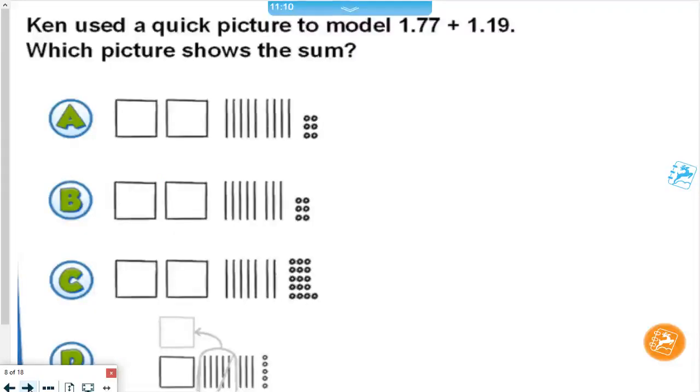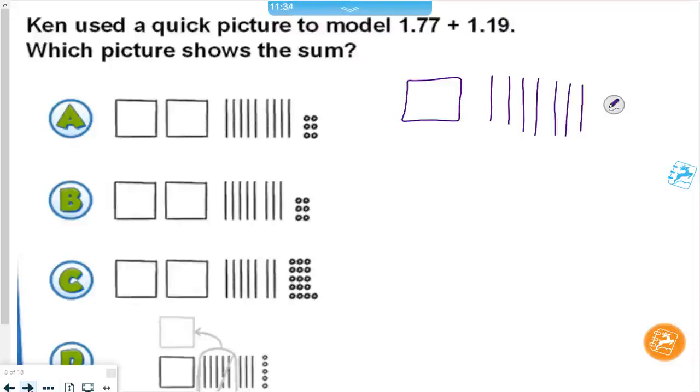All right, now this one's kind of fun. We're going to draw another picture. Can use a quick picture to model 1 and 77/100ths plus 1 and 19/100ths. Which picture shows the sum? All right, well, let's try it. So if I have 1 and 77/100ths, drew a square, there's my whole, and I have 1, 2, 3, 4, 5, 6, 7, and then I have 1, 2, 3, 4, 5, 6, 7.